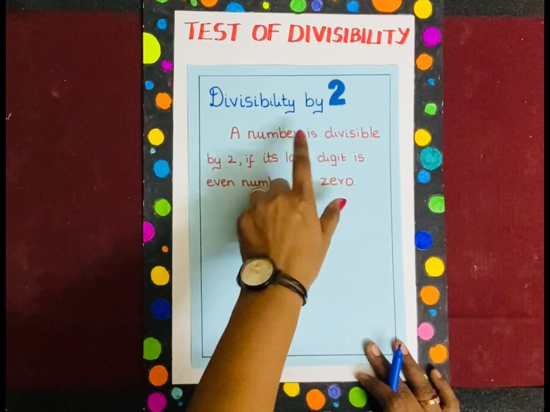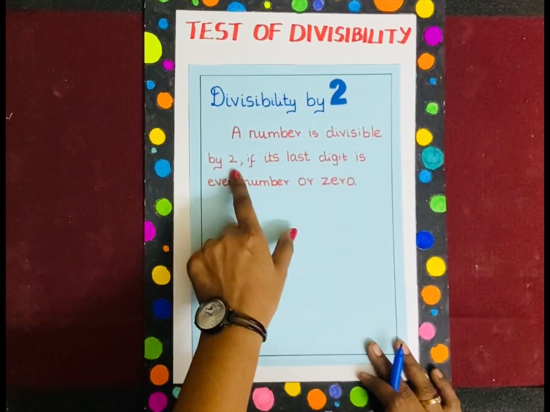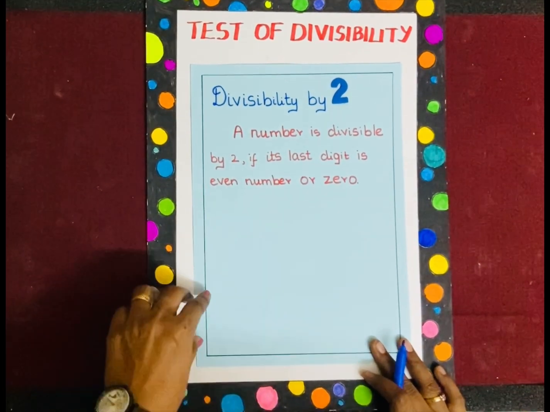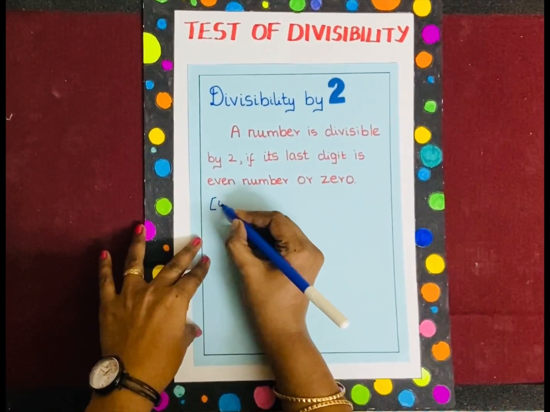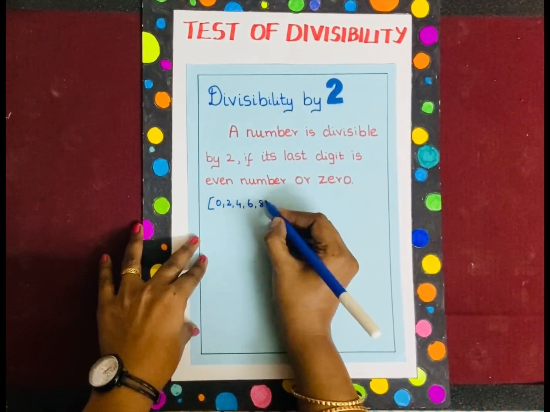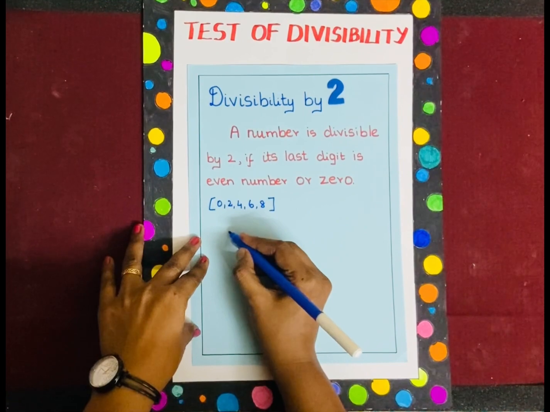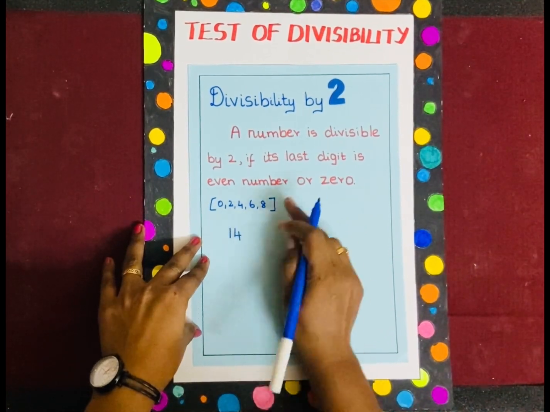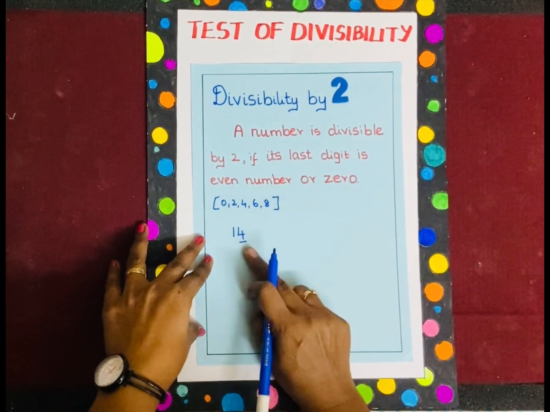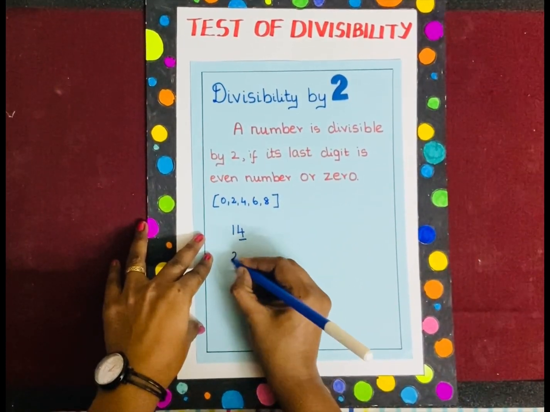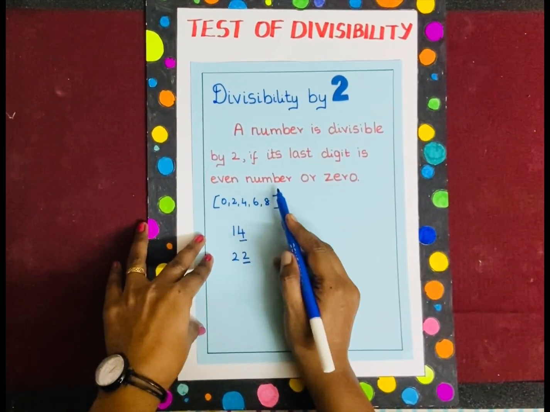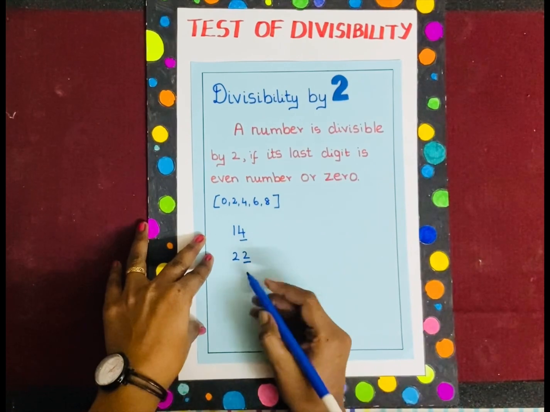Divisibility by 2. A number is divisible by 2 if its last digit is an even number or 0. Even numbers are 0, 2, 4, 6 and 8. For example, 14. See the last digit, it should be an even number or 0. Next, 22. See the last digit 2. It is an even number. So it is divisible by 2.